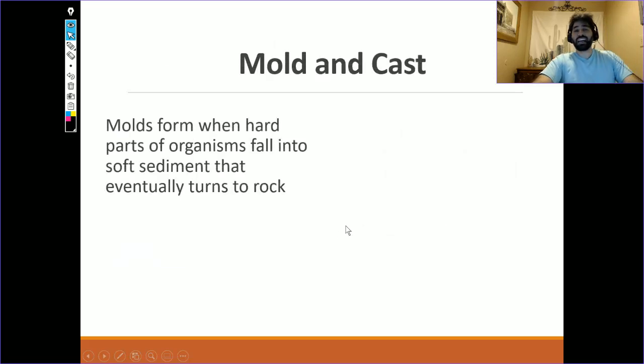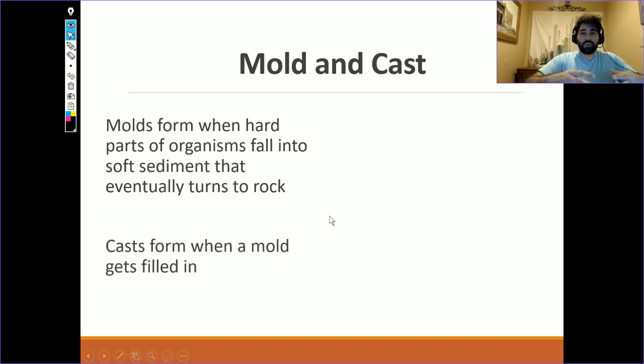Molds and casts. It's kind of what I just explained, right? A mold is when something gets buried and decays, and you're left with an impression, like a mold. Now this doesn't have to be underground. Molds can be like a dinosaur stepping in mud, and that mud hardened, and we still have that footprint, stuff like that.